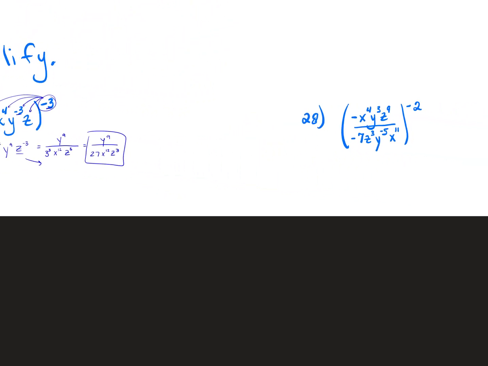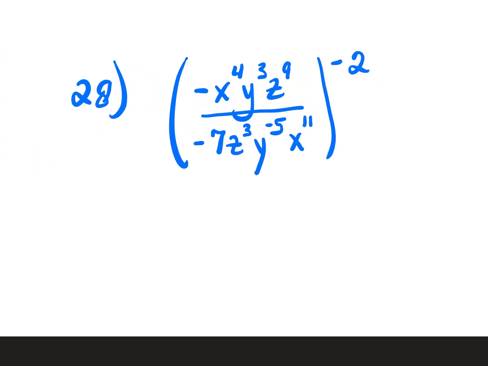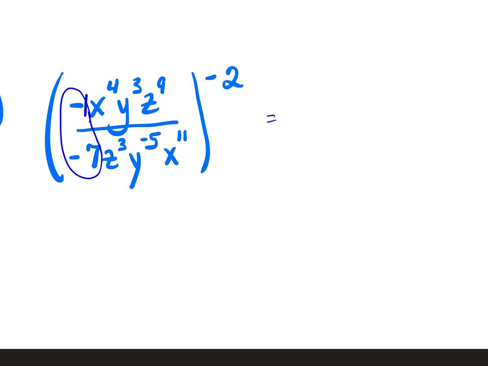All right, looking at 28. What should I do first? We could distribute. What else could we do first? Let's simplify the inside. That way we don't have to distribute to so many things. So I'm going to start by simplifying the numbers. What is negative 1 on top, divided by negative 7? Just 1 over 7. A negative divided by a negative turns into positive. So let's just get rid of our negative signs there.